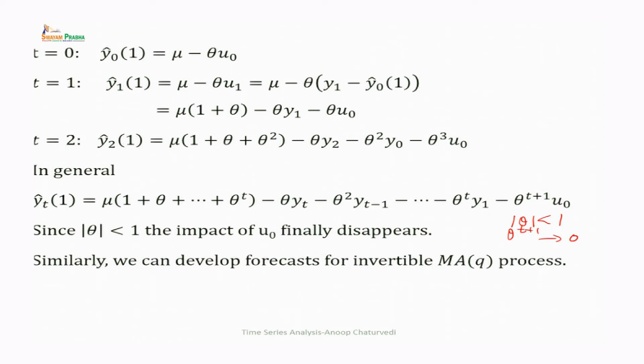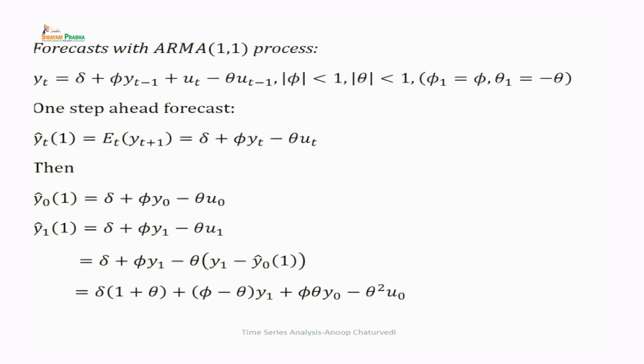So, this is how we have developed the forecast for the invertible MA(1) process. Similarly, we can develop forecasts for invertible MA(q) processes also. Now, we consider the forecast for the ARMA(1,1) process. Again, we assume that the process is stationary as well as invertible.